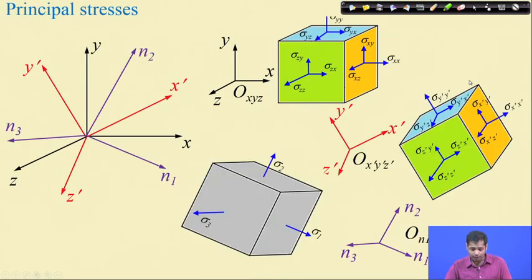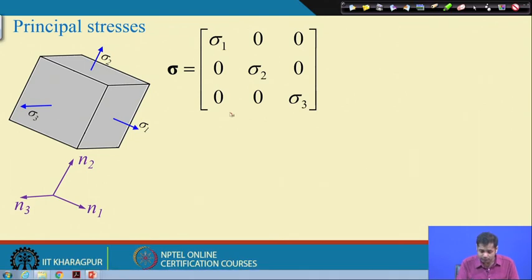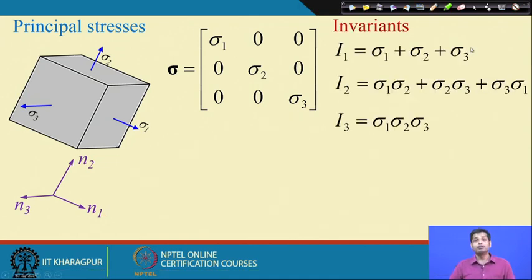So, this is the stress tensor with respect to the principal planes n1, n2, n3. Now, you recall the invariants. They do not depend on the coordinate axes you choose, and there are 3 invariants for the stress tensor, the second order stress tensor.